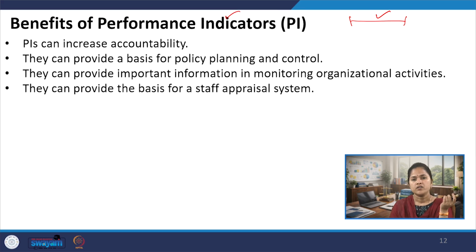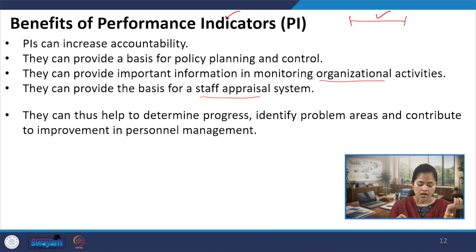They can also provide the basis for an appraisal system. Let's say there are employees or staff in the organization. How their performance can be measured, so that the organization can sustain and progress as well? For that we need an employee appraisal system or staff appraisal system. The other benefit of these performance indicators is that they help to determine progress, identify problem areas, and contribute to improvement areas in personnel and officer management systems.